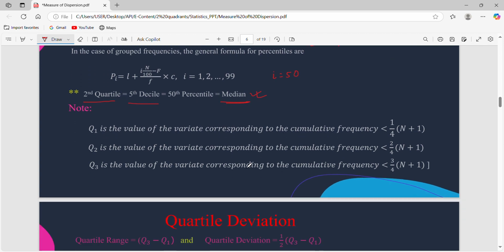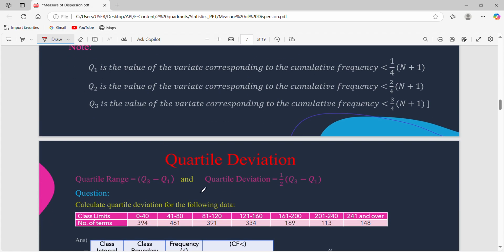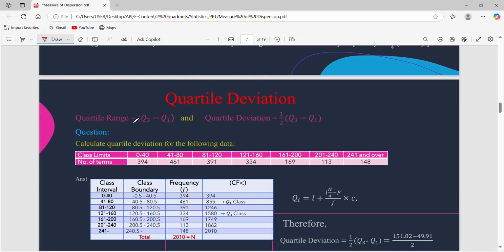Before going to the note, just see here quartile deviation. We are going to solve one problem, then we will understand how to use the note. Quartile deviation means quartile range, which is Q3 minus Q1. We already know Q3 means the third quartile and Q1 means the first quartile, and the actual formula is quartile deviation equal to half of Q3 minus Q1.